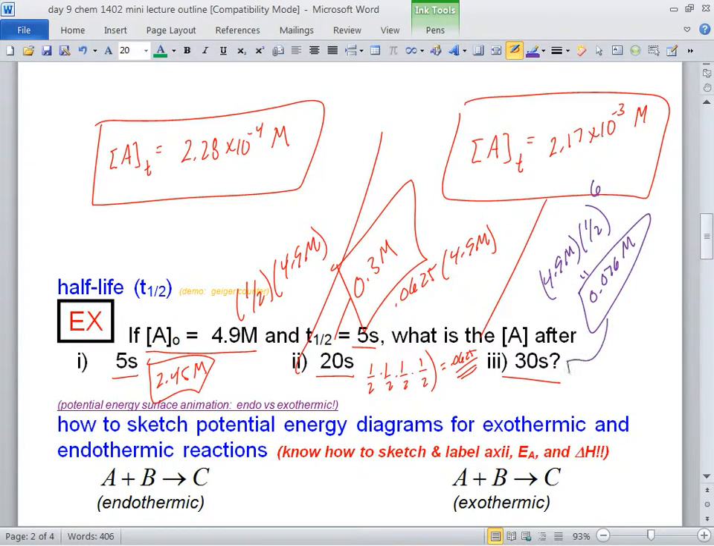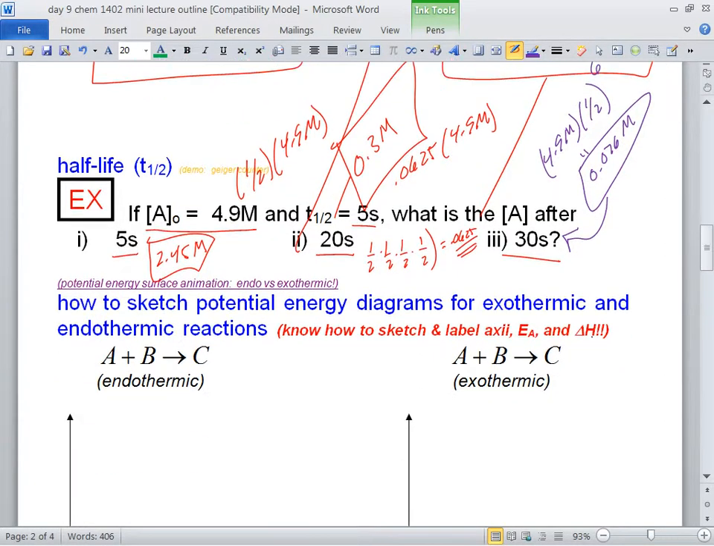Okay. So that's the trick to doing these. Figure out how many half-lives went by and raise 1/2 to that power. And then multiply it by your initial concentration. Okay? So that's the half-life issue.